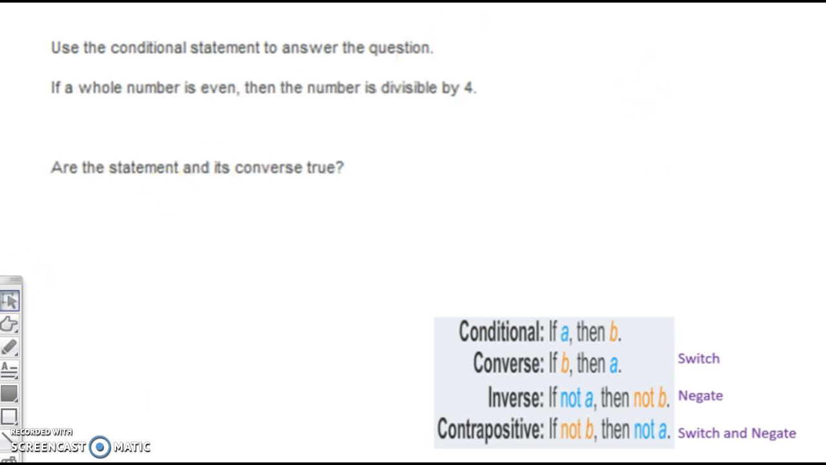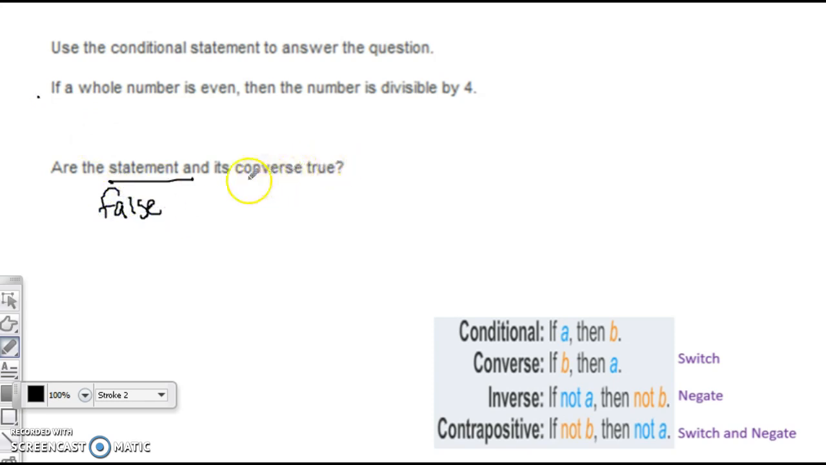The next one says, use the conditional statement to answer the question. If a whole number is even, then the number is divisible by 4. Are the statement and its converse true? Okay, so let's check both. Let's check the statement first. The statement says, if a whole number is even, then the number is divisible by 4. So let's think about our even numbers. We have 2, 4, 6, 8, 10, 12, 14, and so on. If we start with 2, 2 is not divisible by 4. All right, we get to 10. 10 is not divisible by 4. So this statement is false. This statement is not true.